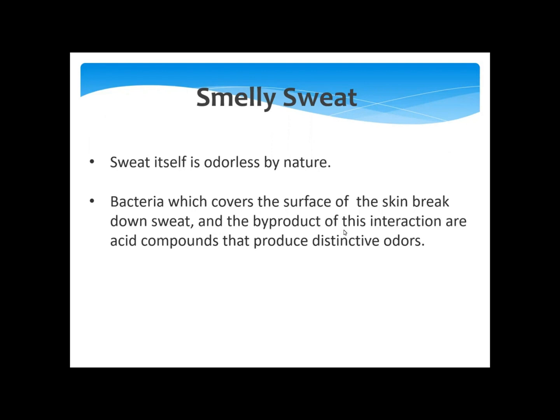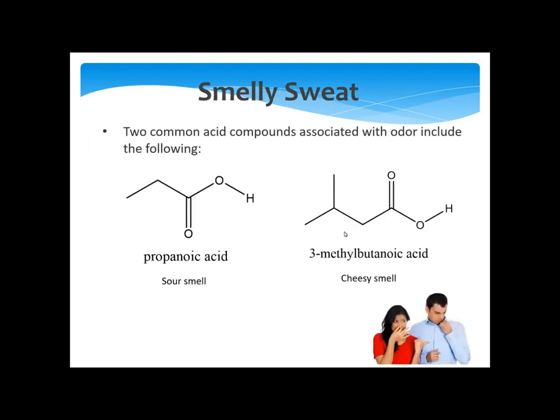Okay, so the two common acid compounds associated with odor are propanoic acid and 3-methyl-butanoic acid. As you can see, propanoic acid has a sour smell, and 3-methyl-butanoic acid has a chili smell. So maybe that explains why we don't smell so good after sweating. We'll come more to talking about these carboxylic acids in a while, but this is just an introduction to where we can find carboxylic acids in our life.